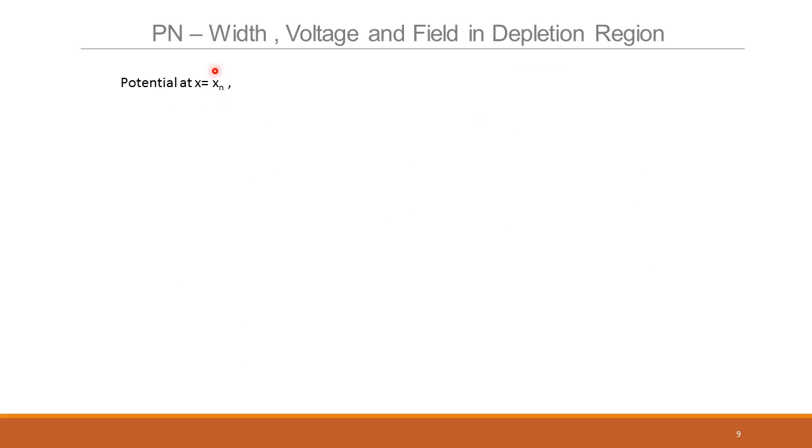So potential at x equal to xn should be Vo. We have known that before. We assume 0 at xp, and we'll calculate what happens at xn. So if you substitute xn in the second equation from the previous point, you'll get Vo equal to q by 2 epsilon times (Nd xn squared plus Na xp squared). It's just a straightforward substitution of x equal to xn in the second part of the equation. And we know Na xp equal to Nd xn. This is charge neutrality.